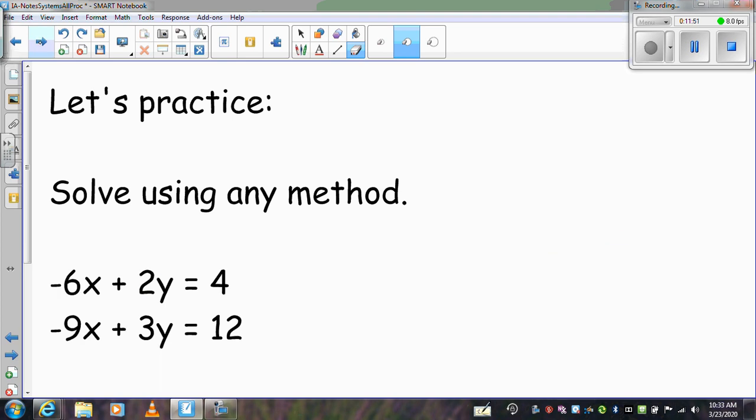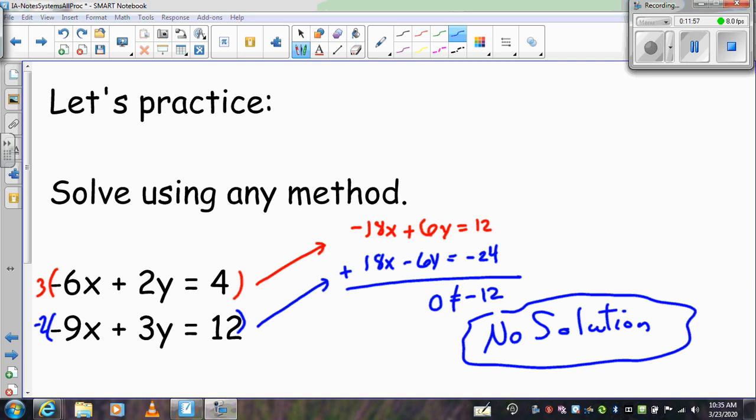All right, let's try one last one. Pause the video, and let's see what you get. Okay, in this one I came up with no solution. And you can clearly see that I chose to do the addition method.